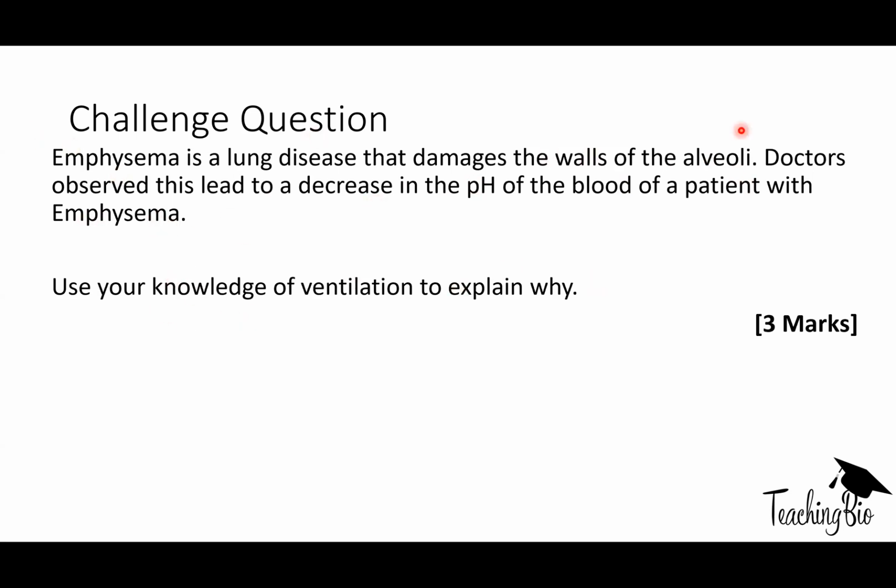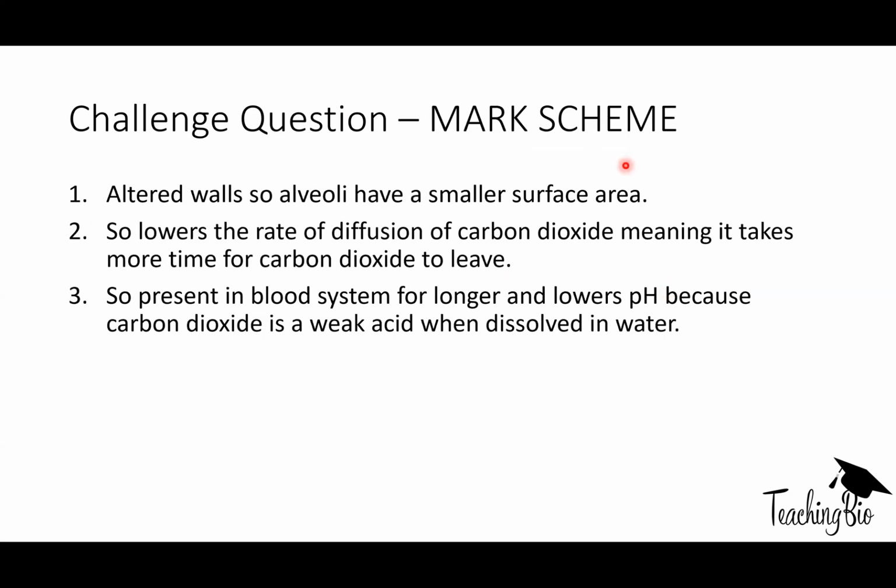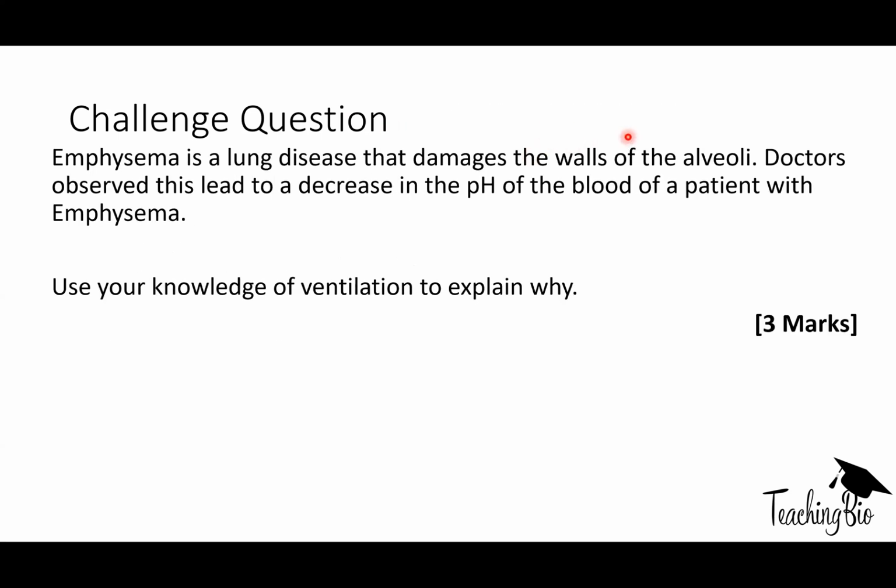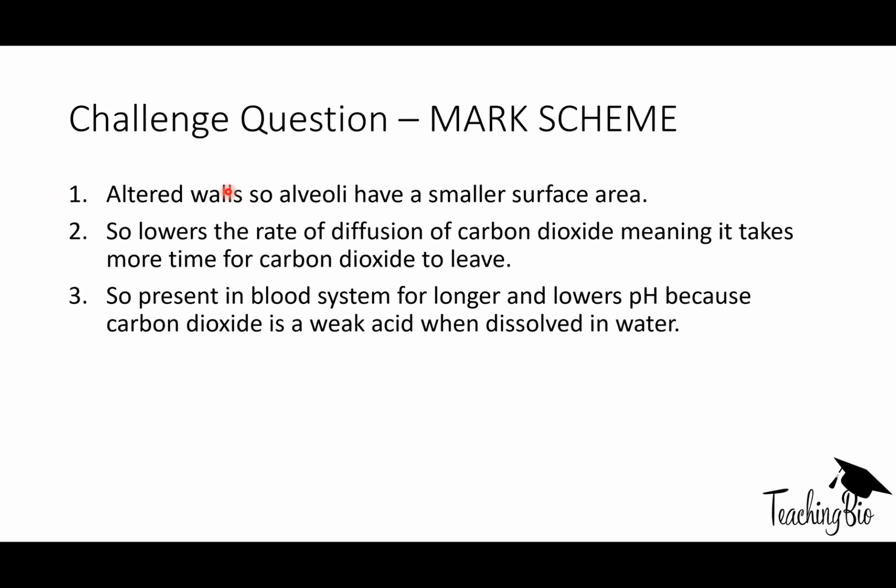So if you ever see a question involving pH in the context of lung disease, it has to do with carbon dioxide. So this suggests the reason why the pH is decreasing, i.e. the pH is becoming more acidic, suggests that there's an increase in carbon dioxide, meaning that there's an impairment in the gas exchange. And that's effectively what the answer is. So the question says that it's damaged the walls. So altered walls or really damaged walls means that the alveoli will probably have a smaller surface area.